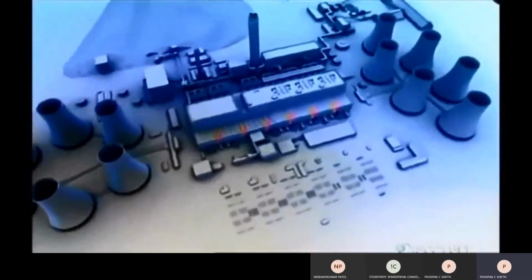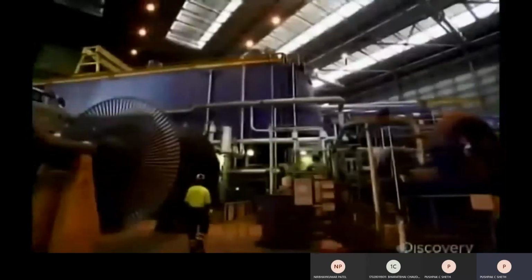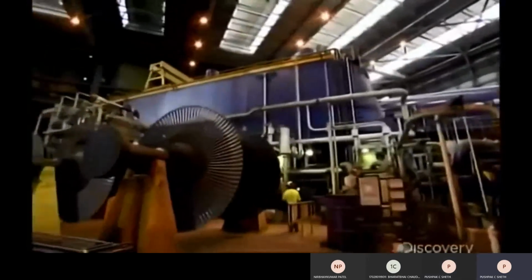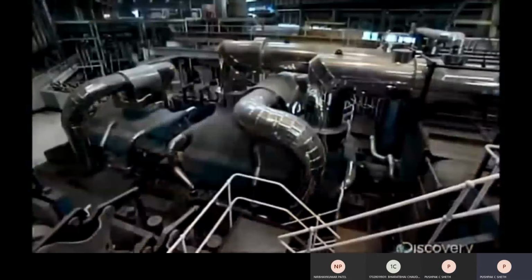The steam heads to the turbine hall. The turbines are housed in 6 units, each the size of a locomotive. Inside, 5 steam turbines. Each spins a drive shaft connected to a generator.